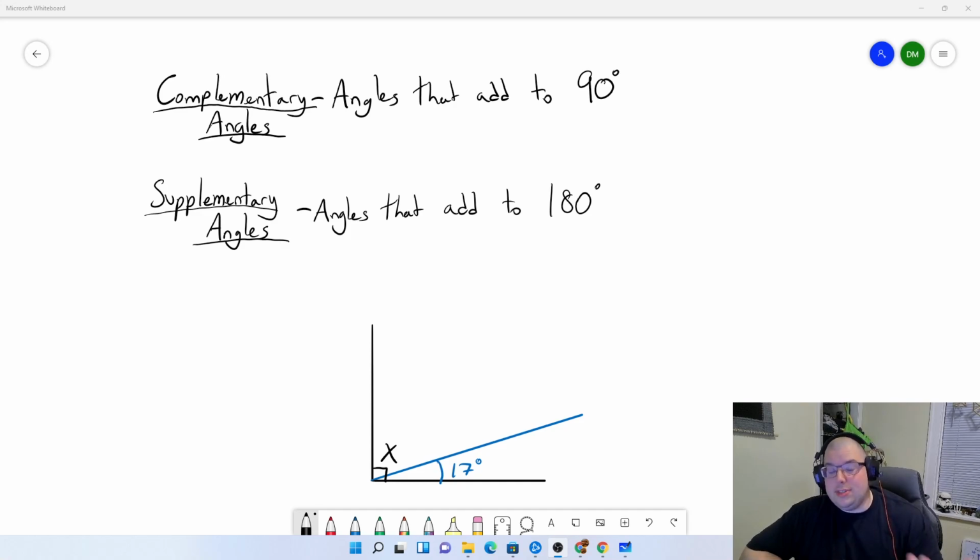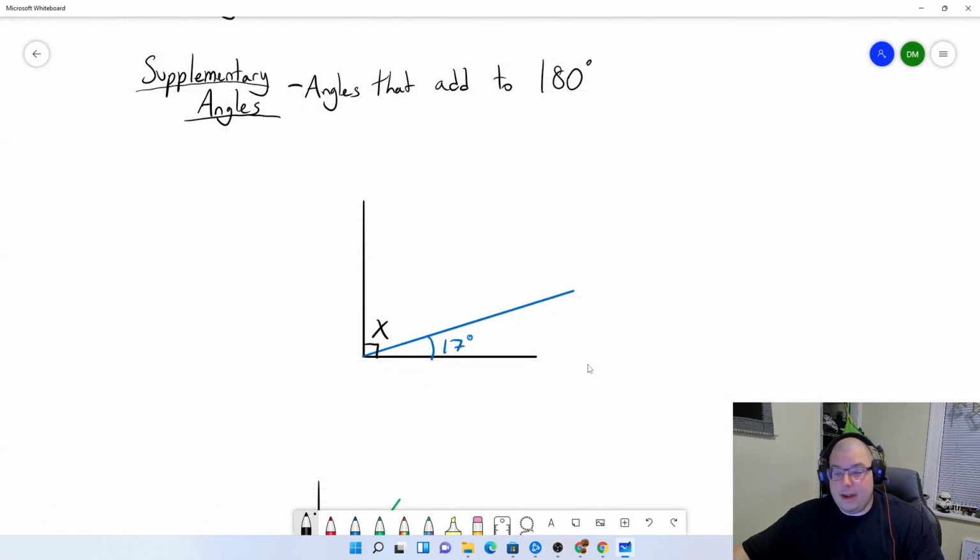These are angles that add to 90 degrees. Supplementary angles being angles that add to 180 degrees. Let's jump into complementary angles first. I've got an example here ready to go.